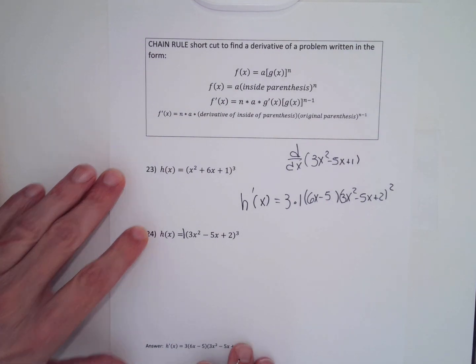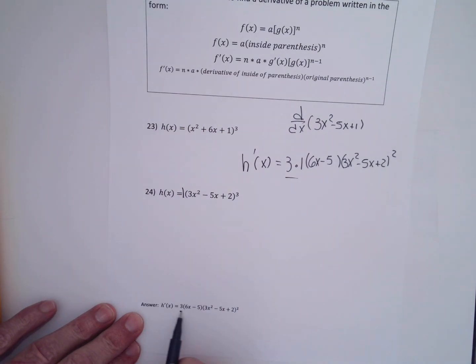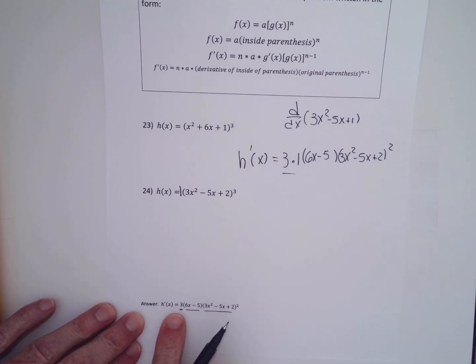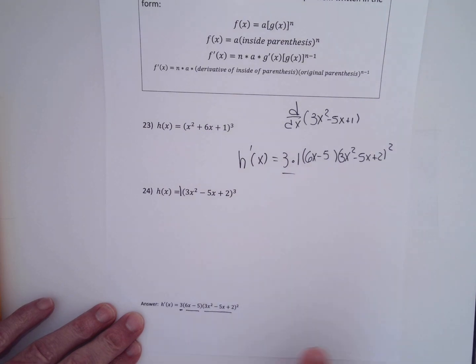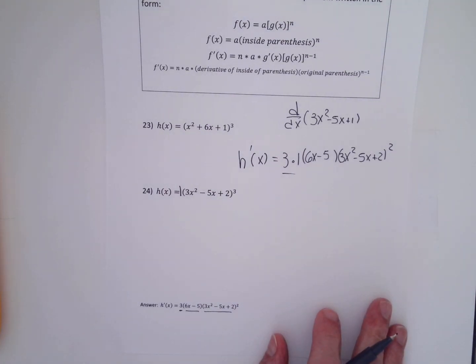It's not readable down here, but let me make it readable. I'm just going to multiply that 3 times 1 and get a 3. I'm not going to FOIL out any of these parentheses. I'm going to leave it factored. So this is the perfect answer: 3 times 6x minus 5 times 3x squared minus 5x plus 2, squared. That's the good position. This is the bad position.